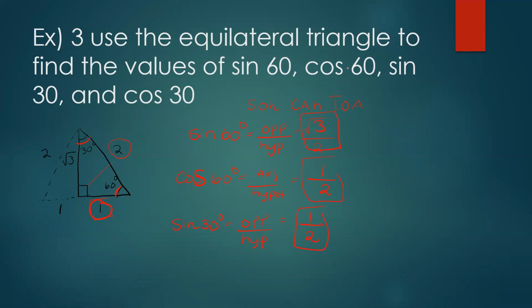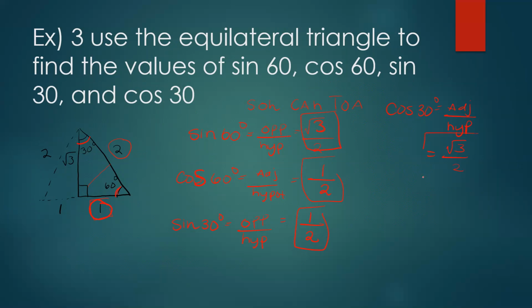So sine of 30 is 1/2. Now, what else do we have to find? Cosine of 30. Cosine is what? Adjacent over hypotenuse. So where's my adjacent side? Here's 30, because it's really important where your degree is. My adjacent side will actually be this radical 3. And then what's my hypotenuse? 2.